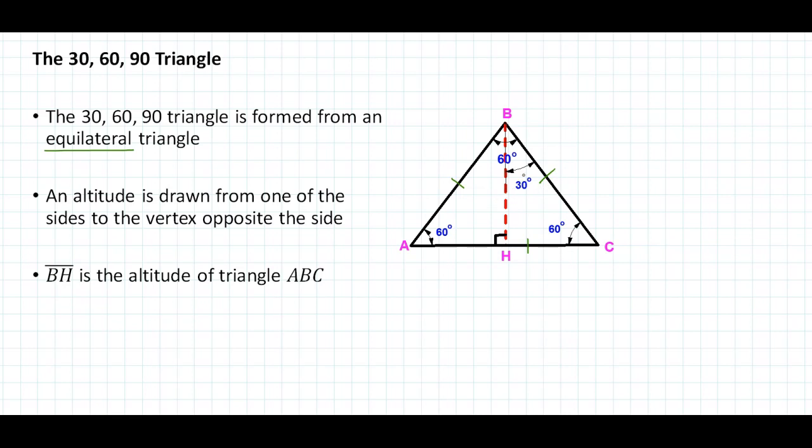And we can see that when we draw an altitude from B to H, an altitude always forms 90 degrees with the base here. And when we draw this altitude, we can see that we're dividing this 60-degree angle into two 30-degree angles. And so here we have a 30-degree angle, 60-degree, and then this is 90 degrees. So this is what we call the 30, 60, 90 triangle.